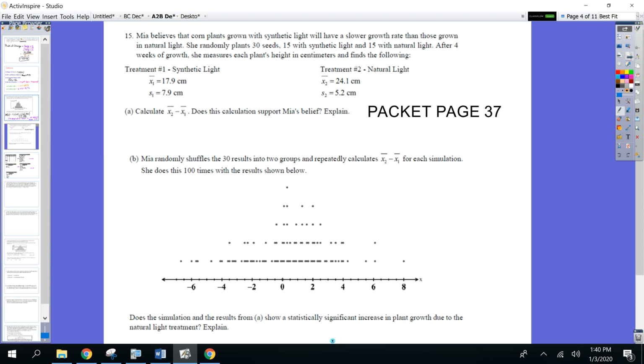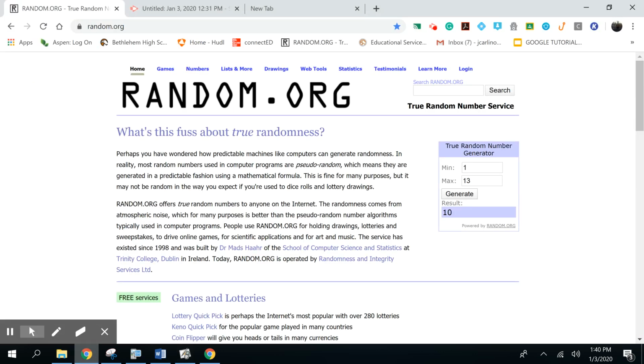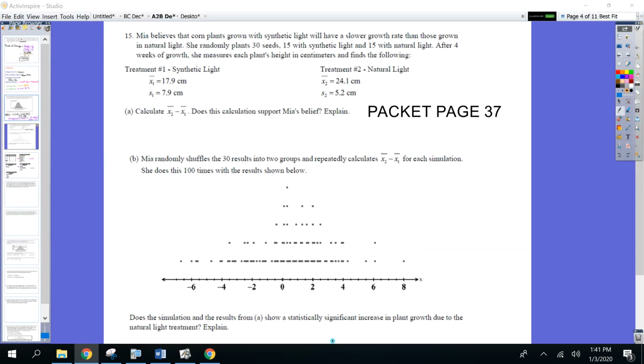So part A, can you guys calculate x2 minus x1 for me? All those values are given. Just asking you to subtract them. The difference in the means. Let me know when you have that value. Yep. And how did we get it? 24.1 minus 17.9, 6.2.